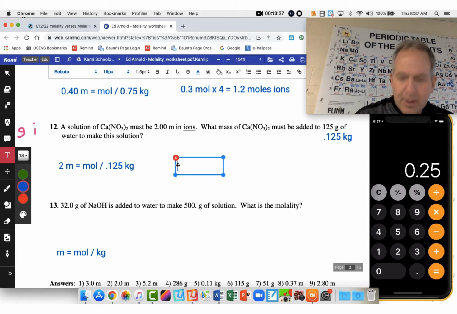Wait a minute here. Two times 0.125 equals 0.25. That is right. So we have 0.25 moles. All right, that's the moles. That's straight out moles. Okay.